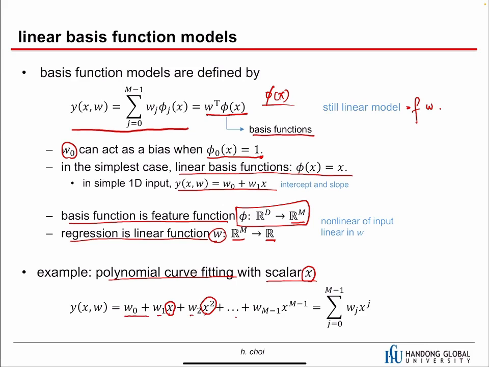So this one is w transpose phi of x, and this is phi 0. Phi 0 of x is 1, and phi 1 of x is x. Phi 2 of x is x squared, etc. So this one is still linear in w, but we have a non-linear function phi. This is an extension of the simplest model.